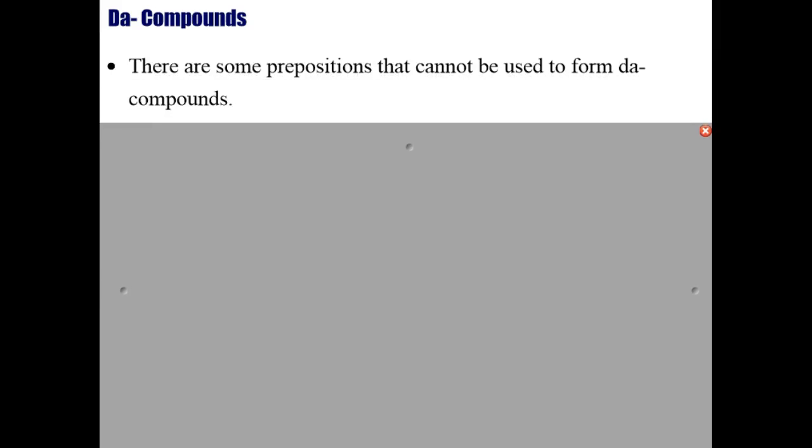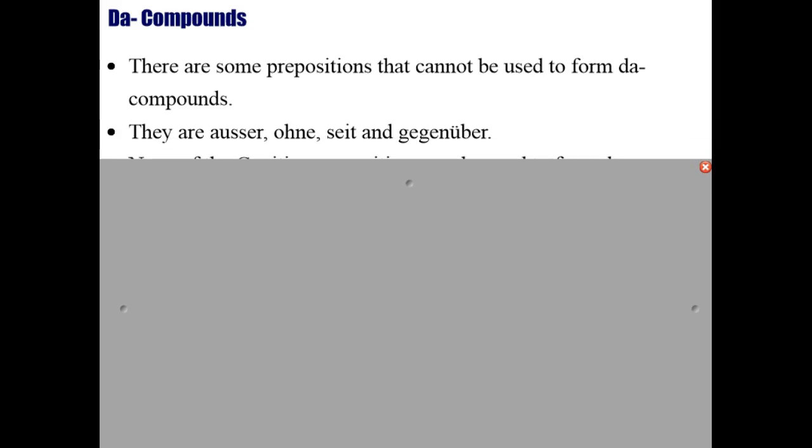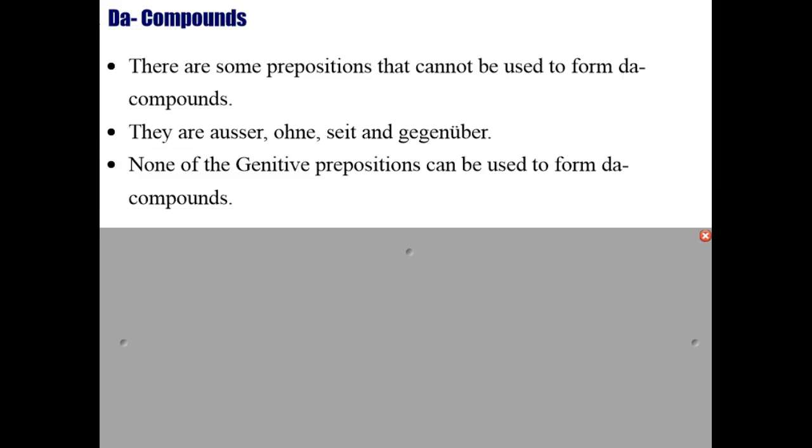There are some prepositions that cannot be used to form da compounds. They are außer, ohne, seit, und gegenüber. Additionally, none of the genitive prepositions can be used to form da compounds.